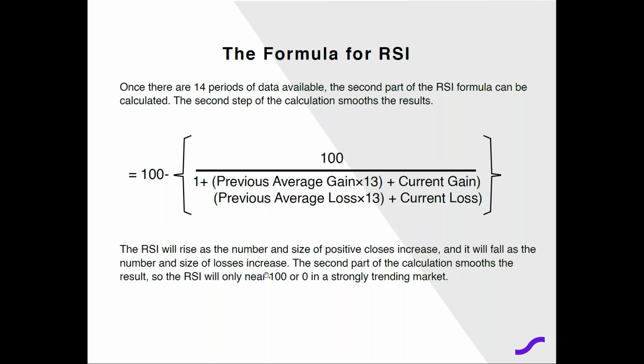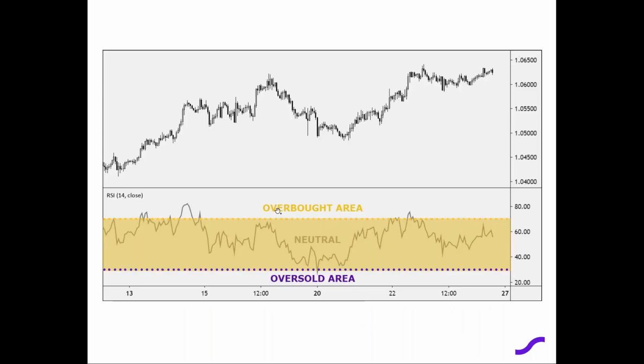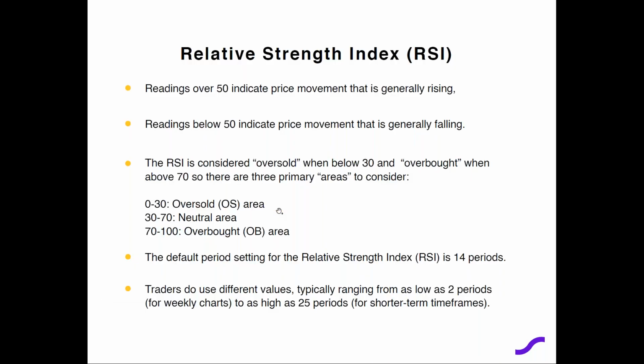So this is what I was saying. If you have more losses, then the number will decrease. When you have more gain candlesticks, then you'll have that number increasing. So don't worry about the calculations, guys. They're not important to calculate your own RSI. What is important is to use the levels. Now, the second part of the calculation smooths the RSI result. So the RSI will only be near 0 or 100 levels in a strongly trending market. And we'll move on to the next slide.